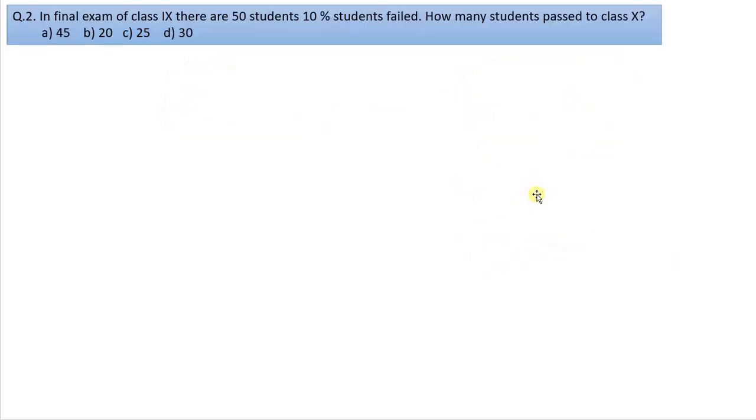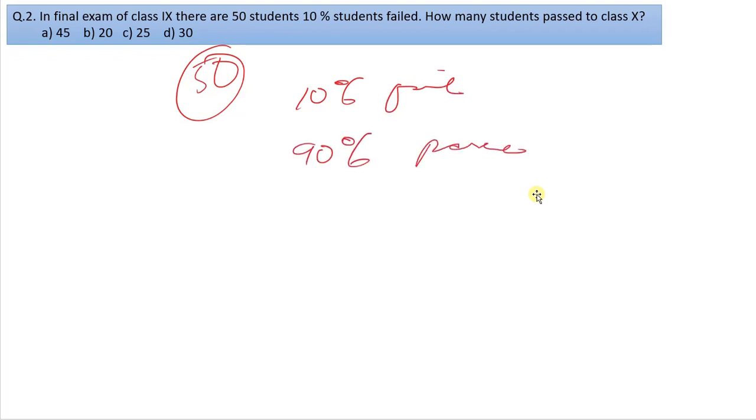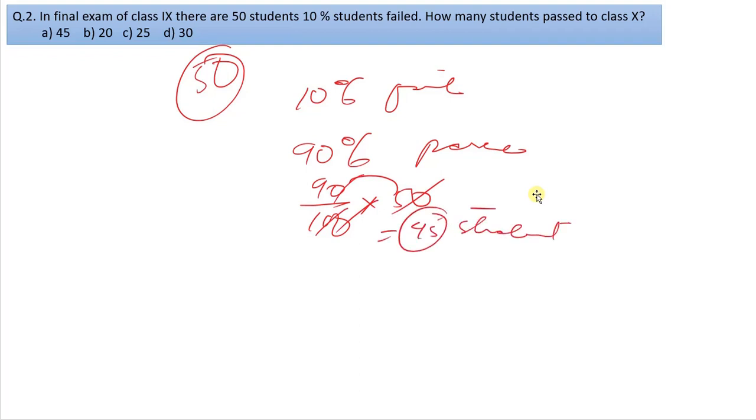Next question we have, in the final exam of class 9 there are 50 students, 10% students failed. How many students passed to class 10? Here it is the same as the previous question. There are 50 students, 10% failed. Then the remaining 90% will obviously pass the exam. So 90% of 50 is 9 fives, 45. 45 students pass the exam. Hence, option A is the correct answer.